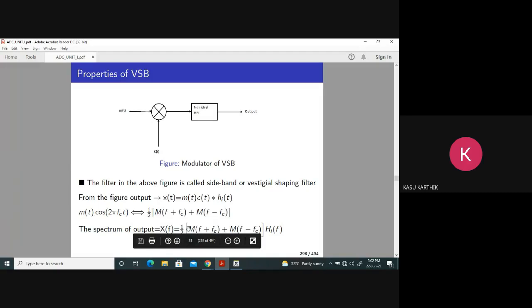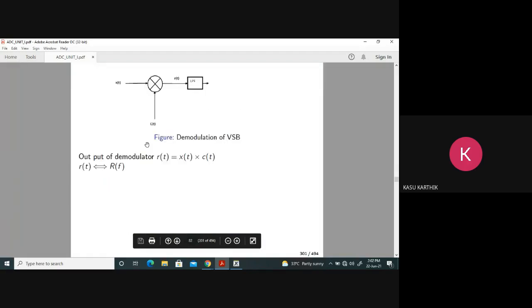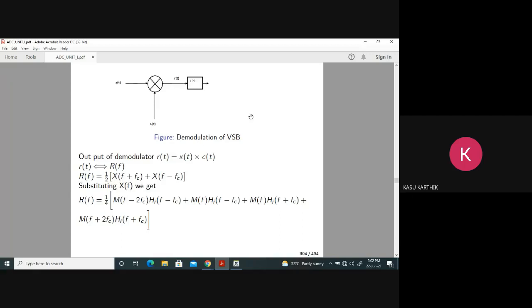This is what X of f is. I am substituting X of f in this equation, and you get something like this. But this r of t is passed through a low pass filter with a bandwidth W. So what is the purpose of the low pass filter? It eliminates frequencies which are more than its cutoff frequency.